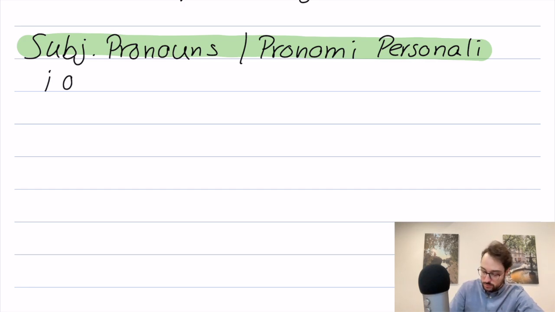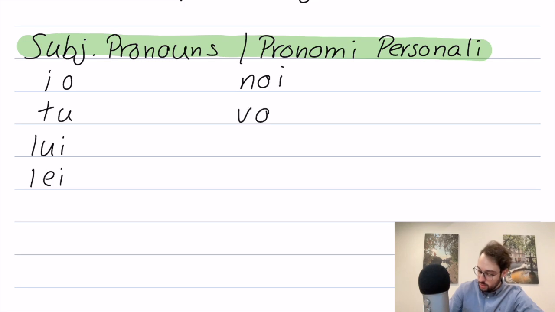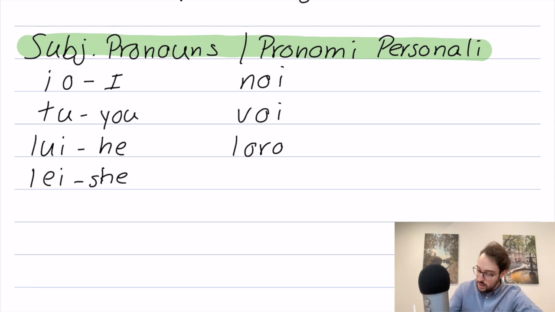We have io, tu, lui, lei, noi, voi, and loro. So, io is used for I, tu is you, lui, he, lei, she, noi is we. Yes, we. I was going to say us. Noi is we. Voi is also you, but it's the plural you.